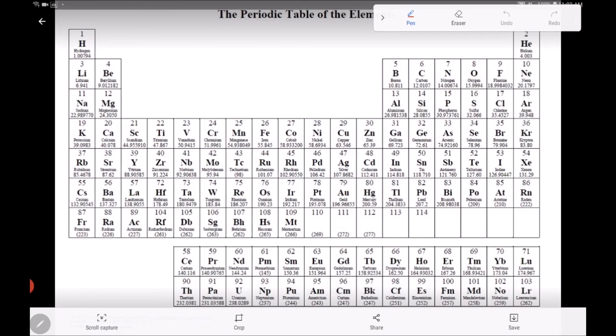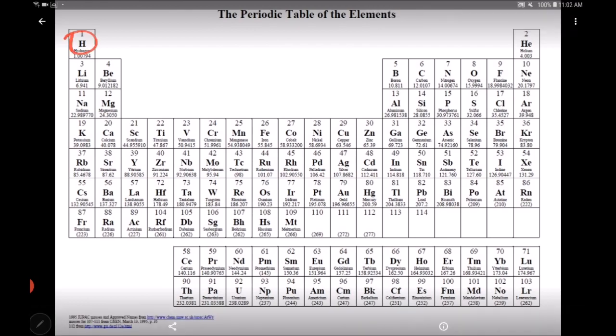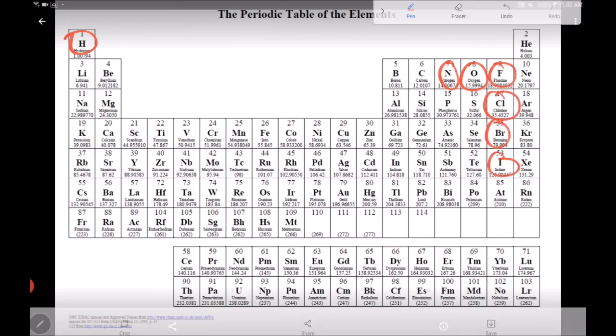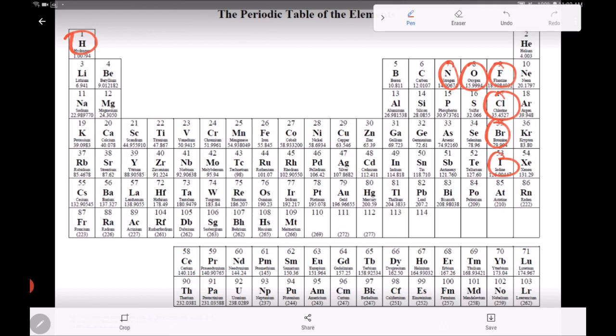Which elements are diatomic? Which elements, when they're by themselves, come in a pair? We've seen hydrogen, nitrogen, oxygen, fluorine, chlorine, bromine, and iodine. When these things show up by themselves in an equation, they come in a pair. When they are ions, they keep their charge. But when they show up by themselves, they're diatomic. Now there's 7 of them.